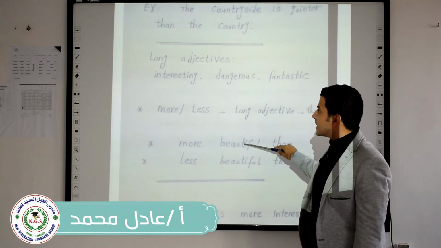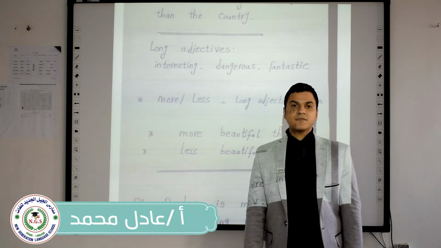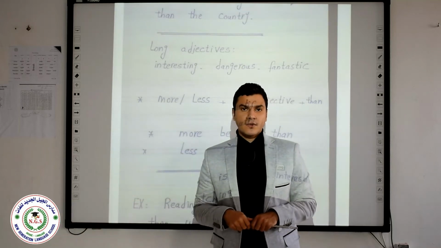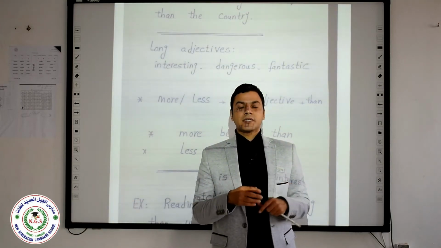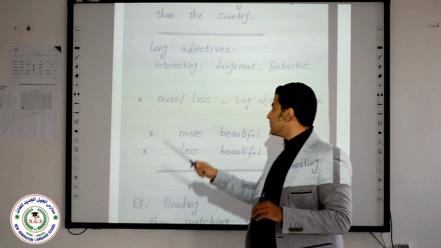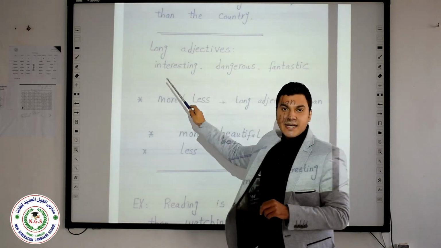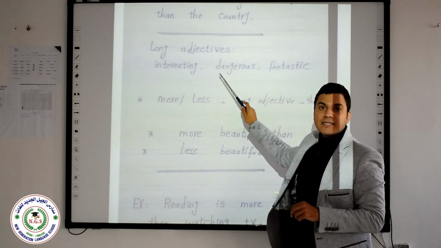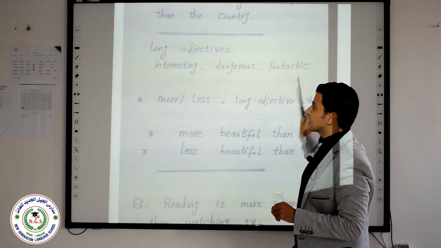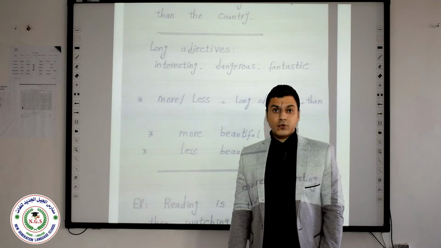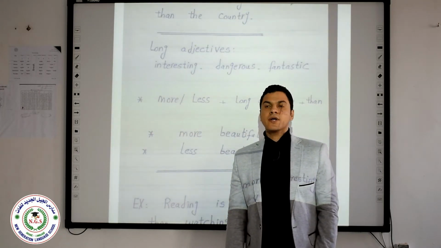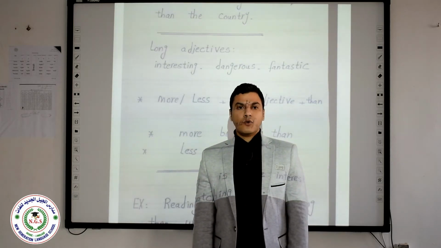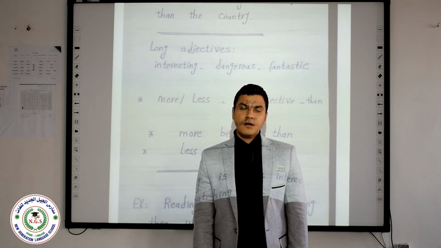Let's move on to the long adjectives. Long adjectives يعني صفات طويلة. What is the meaning of the word long adjective؟ يعني ايه صفة طويلة؟ It consists of more than one syllable. بتتكون من أكتر من مقطع. For example, interesting, dangerous, fantastic, wonderful, beautiful. All of these adjectives are called long adjectives because they consist of more than one syllable. بيتكونوا من أكتر من مقطع واحد.